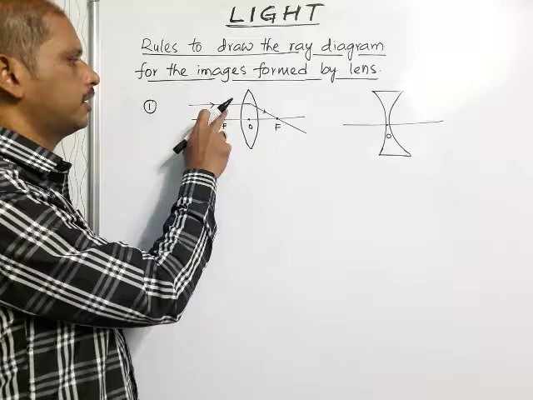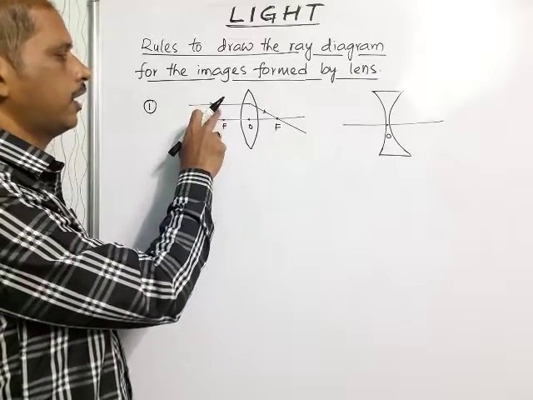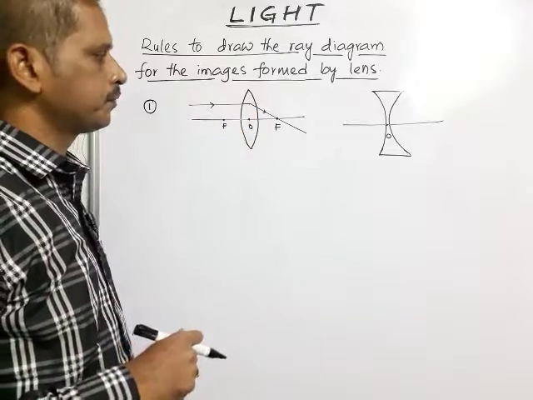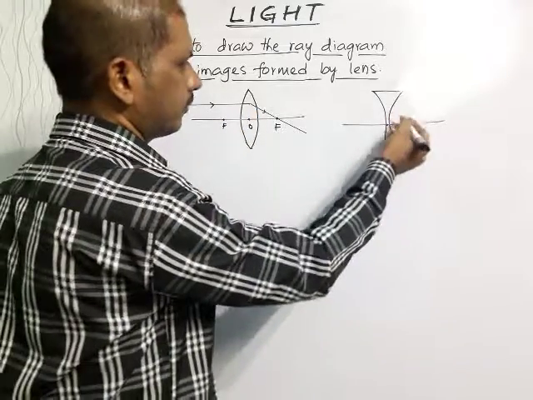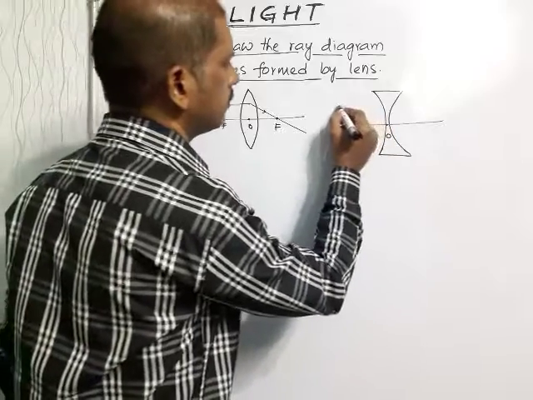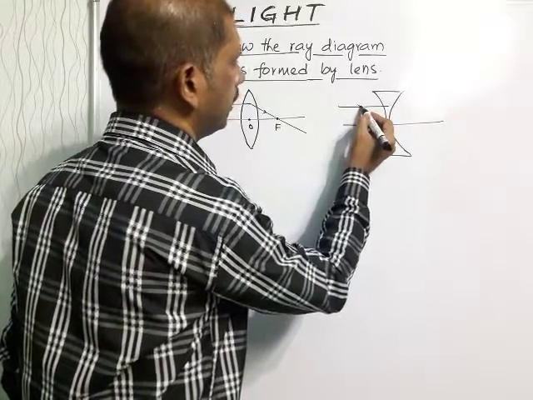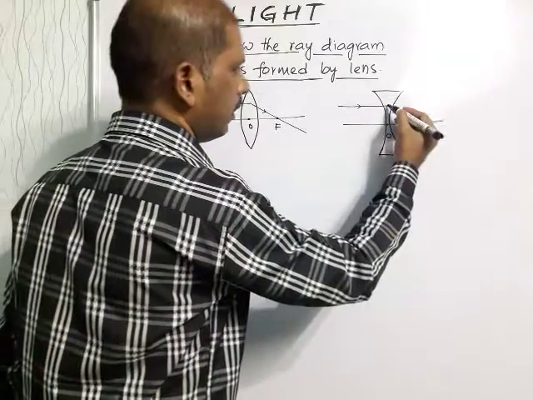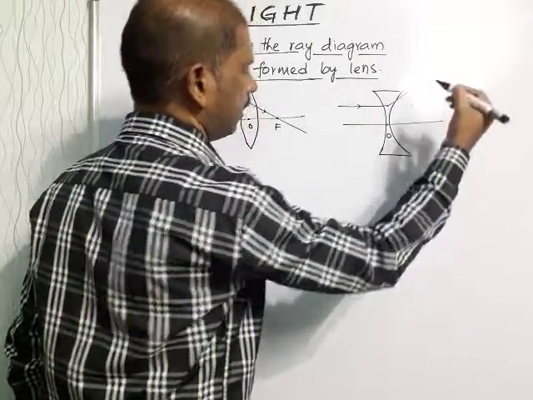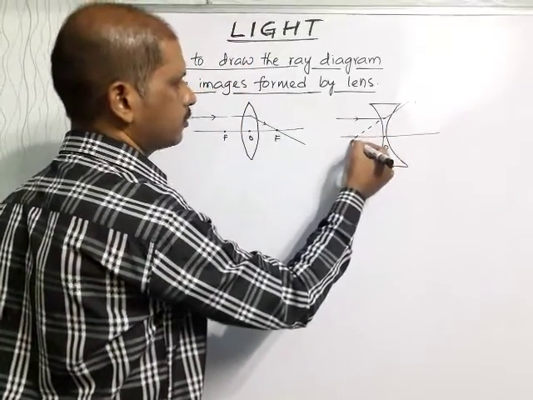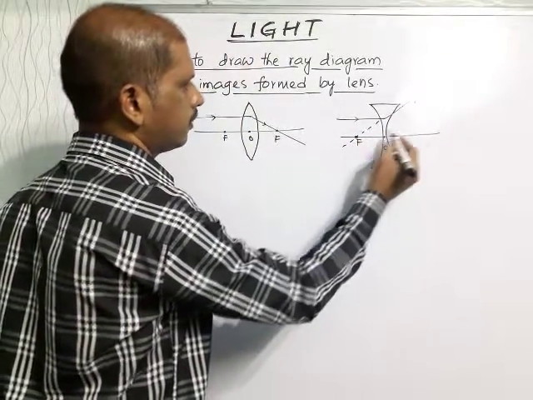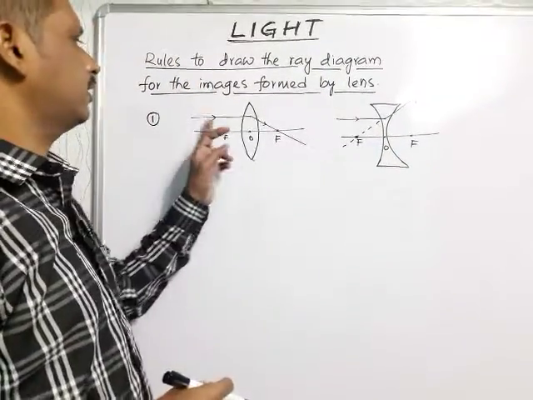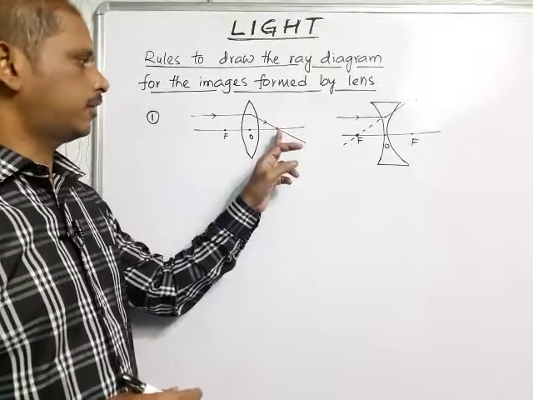See that for the incident ray you have to denote with one arrow mark. For the refracted ray you have to denote with one arrow mark. In the same way here also for the concave lens. If you take a light ray passing like this, which is passing parallel to the principal axis, then it refracts and diverges like this, and appears to pass through the focus. So if this is the focus, this is also one focus, it appears to pass through this.